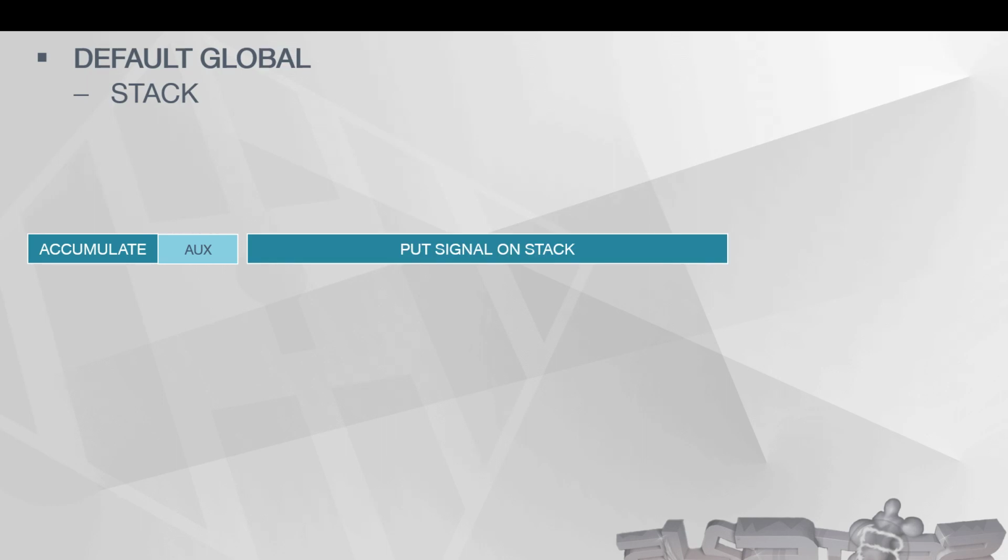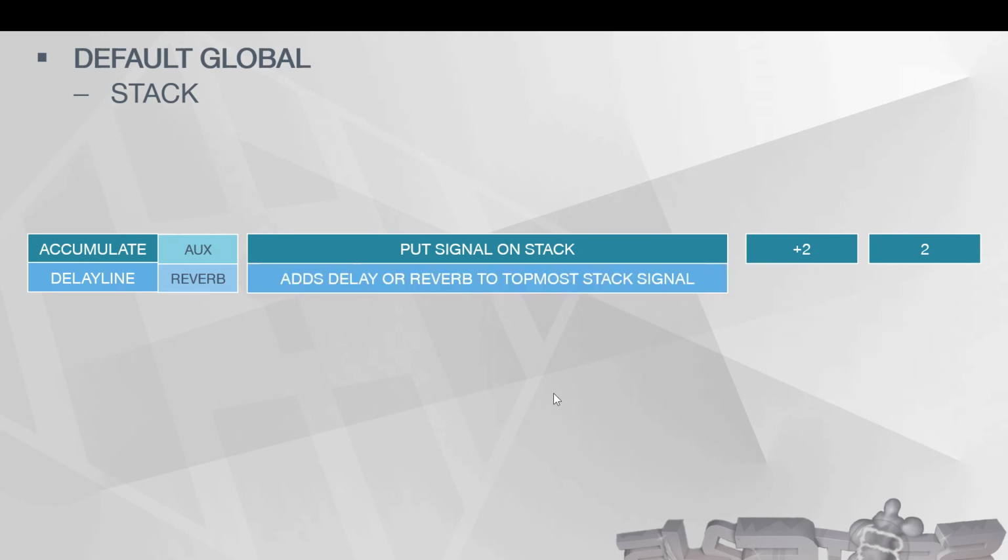So on the stack, we have the accumulate, which is set for aux. It puts the signal on the stack that it accumulated from all the aux values from all the instruments. As we have a stereo signal now, +2, so 2 signals on the stack. Then we add the delay line, which is set to reverb in this case, which adds a reverb to the topmost stack signal. So no signal added or removed, still 2 signals.